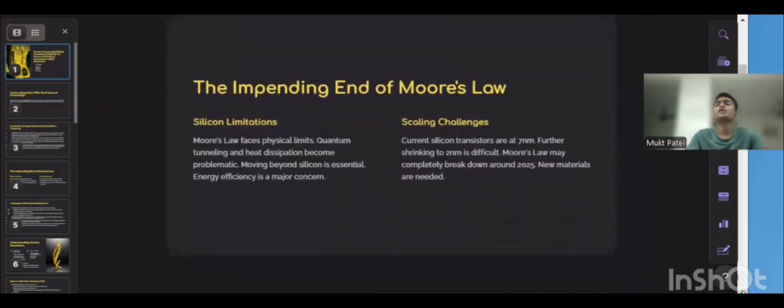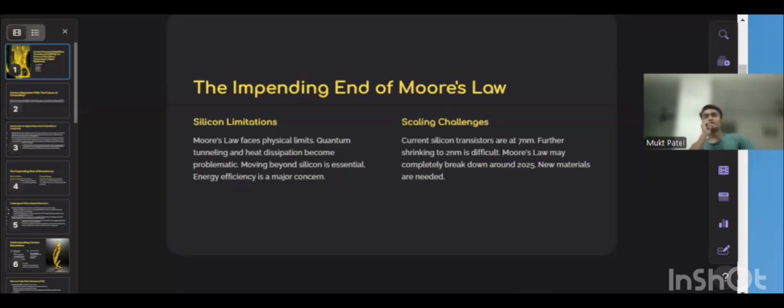Here's the end of Moore's law. Silicon limitation and scaling challenges. Moore's law faces physical limits such as quantum tunneling, and heat dissipation becomes problematic. Moving beyond silicon is essential, and energy efficiency is a major concern. Quantum tunneling and heat dissipation become the prominent ones while Moore's law faces physical limits.